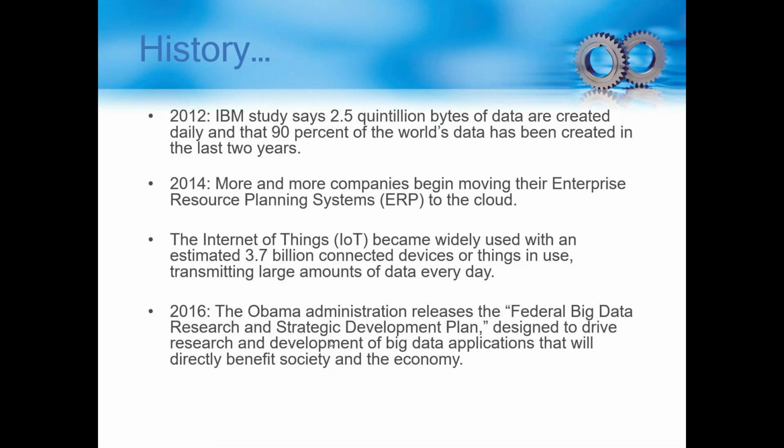Okay. And in 2014, more and more companies began moving their enterprise resource planning (ERP) data, their systems, to the cloud. The IoT devices became widely used, with an estimated 3 billion connected devices or things in use, transmitting large amounts of data every day. So IoT devices like sensors and weather forecasting devices, all these are different data being fed. So data is feeding every second, every minute.